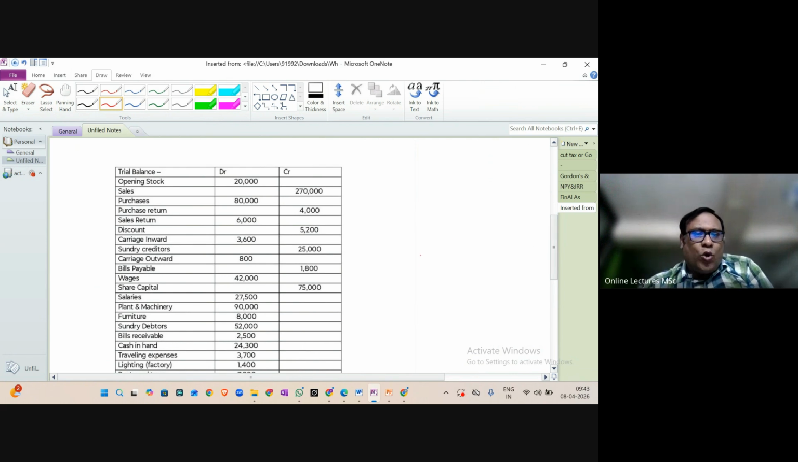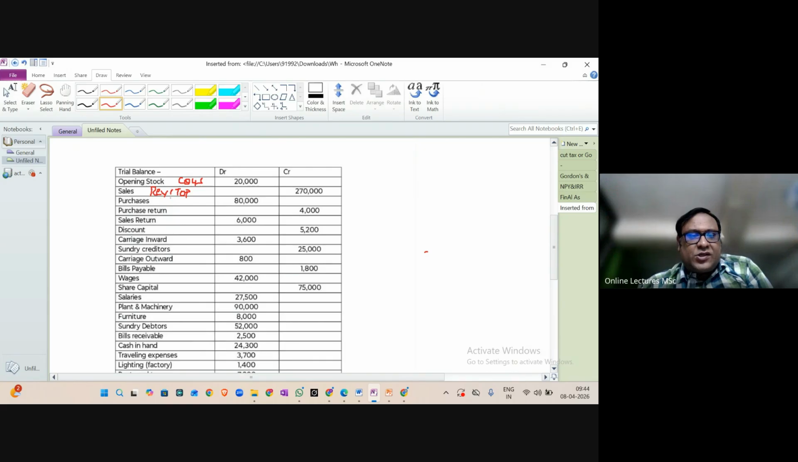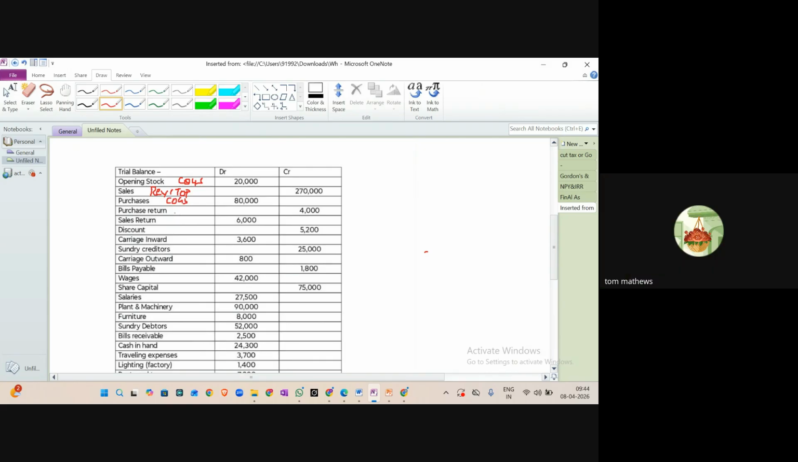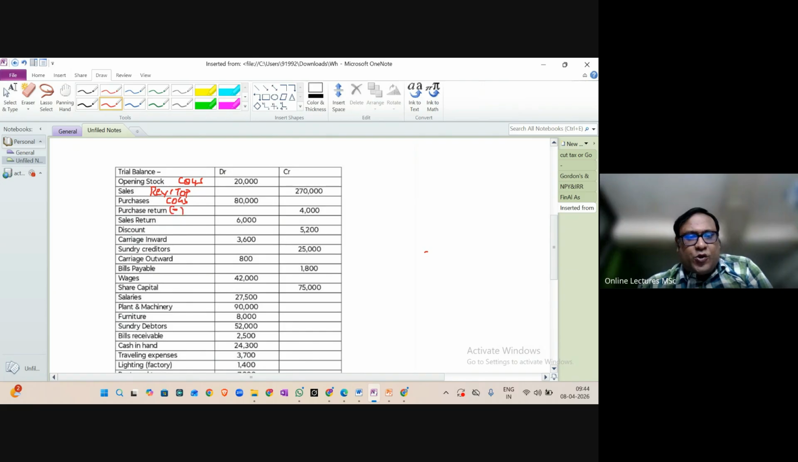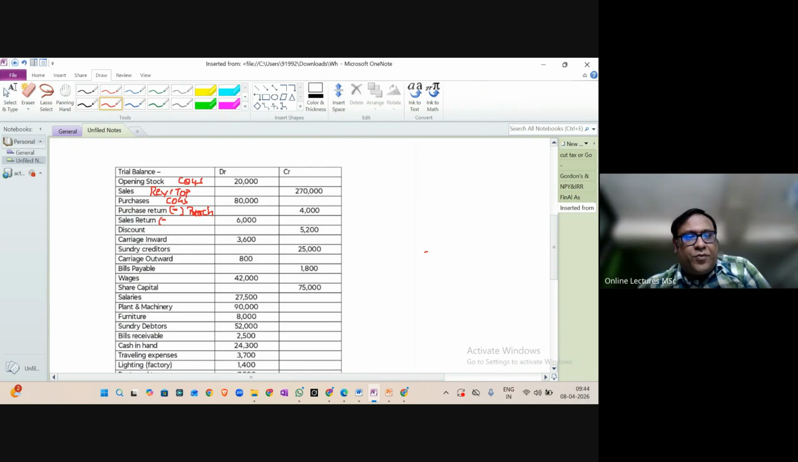Tom, the opening inventory goes under? Opening is COGS. Sales is the top line, revenue. Purchases are COGS. Purchase return, we have to deduct it, 80,000 minus 4, reduced from the purchases. We reduce it from the COGS. Correct? Yes. Continue, sir. Sales return is also top line, minus sales return, reduced from the sales.